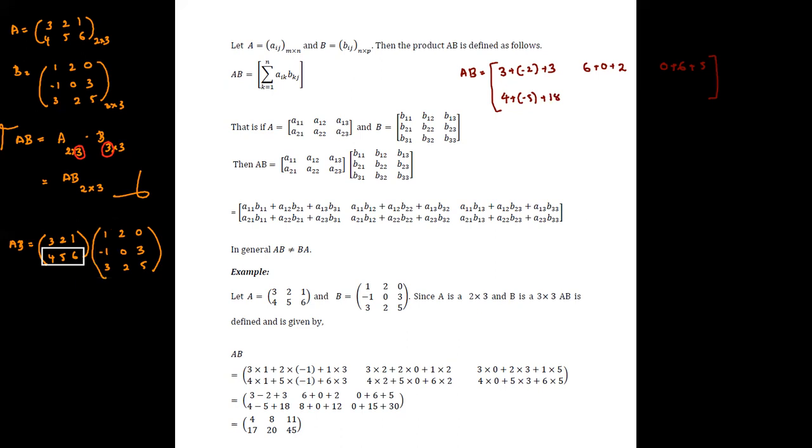Then we have to move to the second column of the second matrix, or the matrix B. Then we can perform the multiplication: 4 times 2, 5 times 0, 6 times.